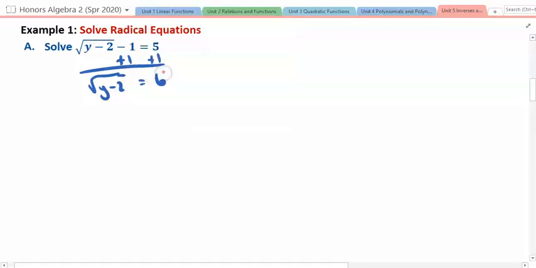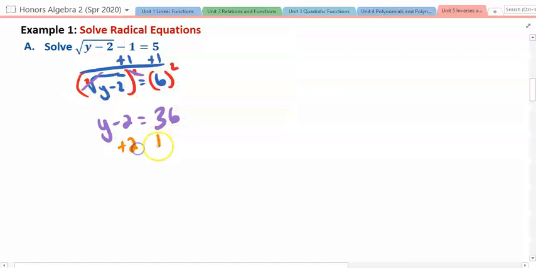Now, you're probably asking yourself, there's no number in the index, it's just a square root. Well, remember that we could have a 2 here, and so that means we're going to square both sides of this equation. And when we square both sides, we get y minus 2, because the square root is canceled by the square, and that's equal to 36. We add 2 to both sides, and we get that y is equal to 38.